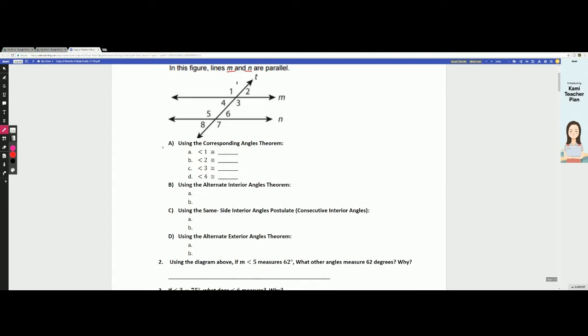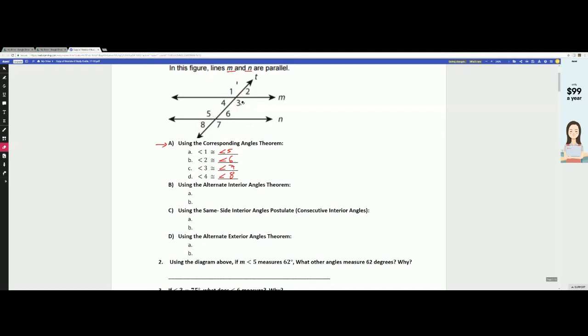So if you look at the first one, part A, using corresponding angles. So corresponding angles theorem. Angle 1 is congruent to angle 5. Those are congruent, corresponding angles. Now angle 2 is corresponding to angle 6. Angle 3 is corresponding to angle 7. And angle 4 is corresponding to angle 8. So that's what they're talking about for part A.